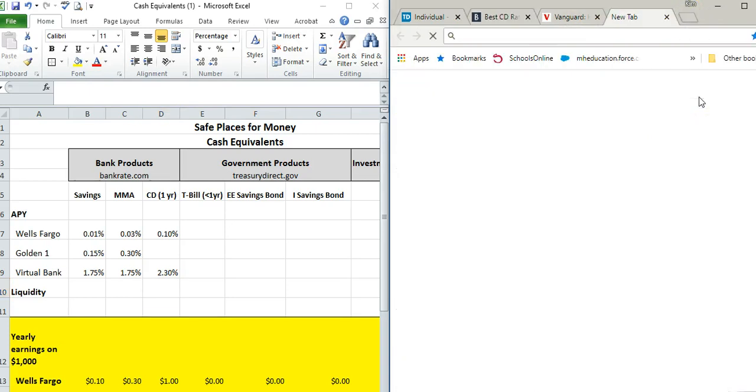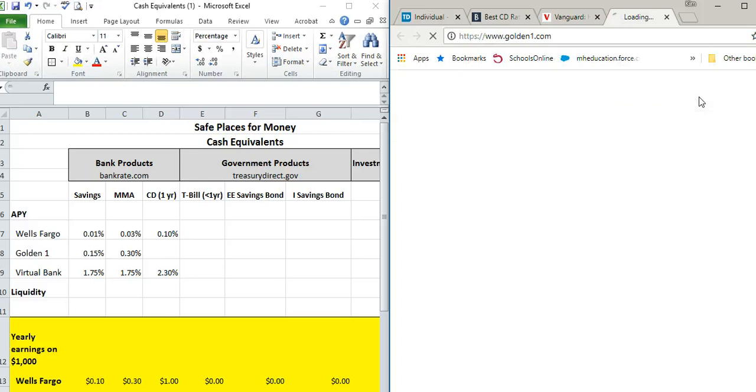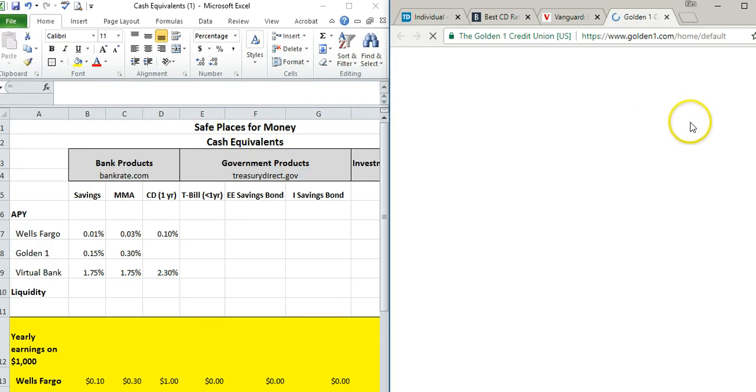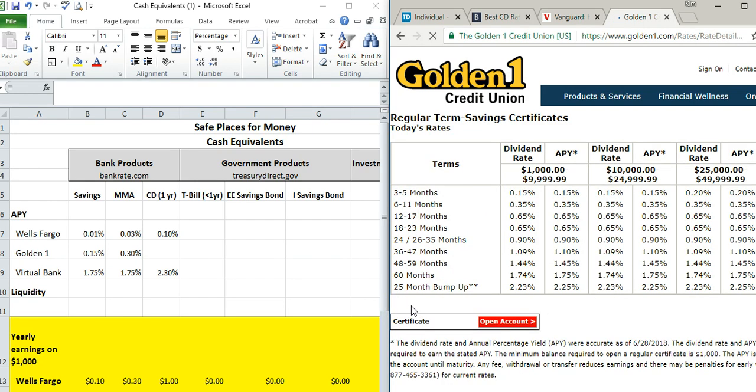I'm curious, I'm going to go to Golden One since it's very popular. So when I go to Golden One right here, I want to see what their CD rates are. So here's regular term certificates. I want a 1 year. So it's going to be right here, 0.35%. So it's slightly higher than a money market account, which we would expect.